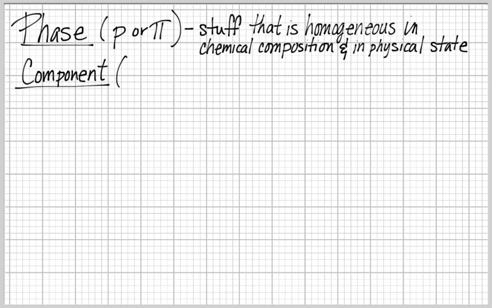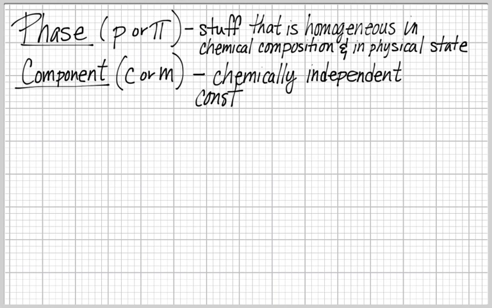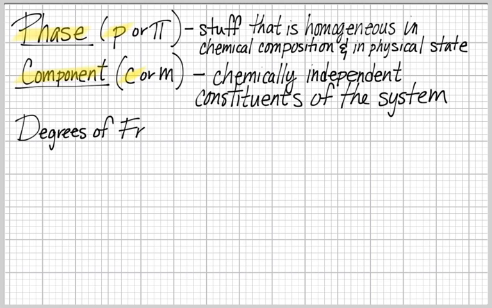Now, there's another term that pops up. It's called component, and we give it either a C or an M. M, I think, is in your textbook. It's basically a chemically independent constituent of the system. So H2O is a component. Oxygen is a component. Nitrogen is a component, say, in the atmosphere. They're each chemically independent of each other. We don't go all the way down to just carbon, nitrogen, oxygen, and hydrogen. We have H2O, CO2, O2, and nitrogen. These chemically independent constituents of the system are called components.